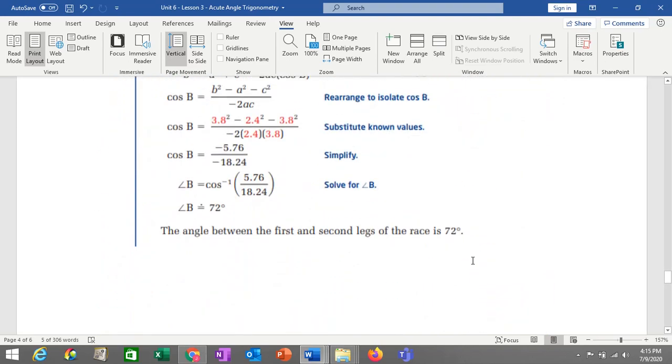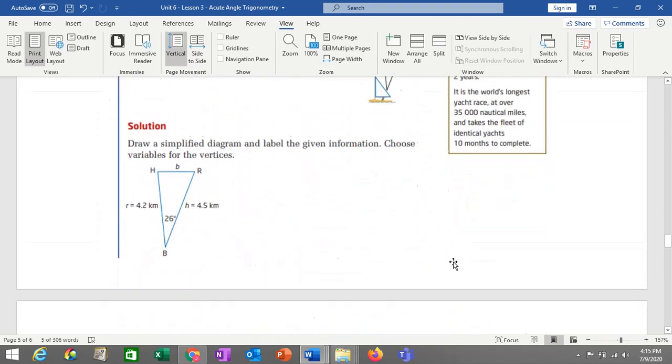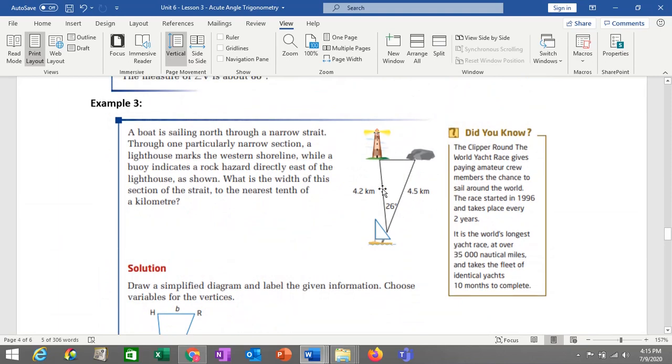We just got 2 more problems here. Okay, Example 3. A boat is sailing north through a narrow strait, so a narrow body of water. And through one particular narrow section, a lighthouse marks the western shoreline. So we've got a lighthouse there.